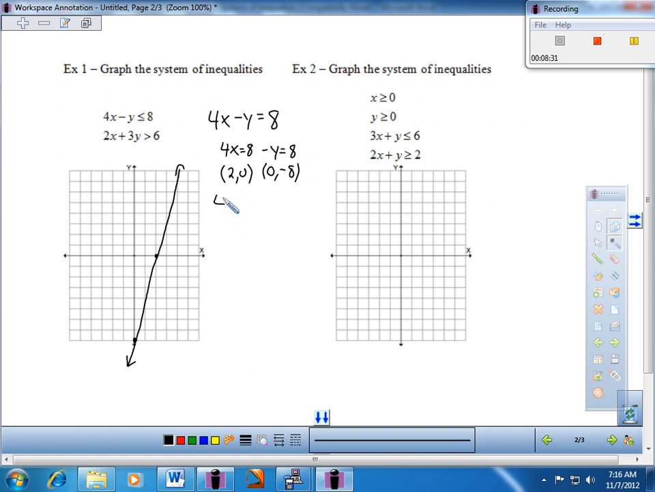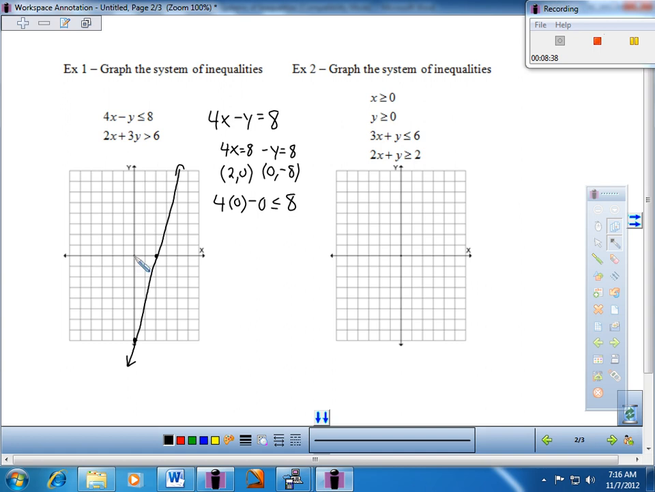So I would go right over here, and I would actually do this. Again, you're probably able to do this mentally. Basically, I'm going to put (0, 0) into the inequality: 4 times 0 minus 0. Is that less than or equal to 8? Well, sure. It's definitely less than 8, and so it fits that inequality. It makes the mathematical sentence true. So here's how it plays out.